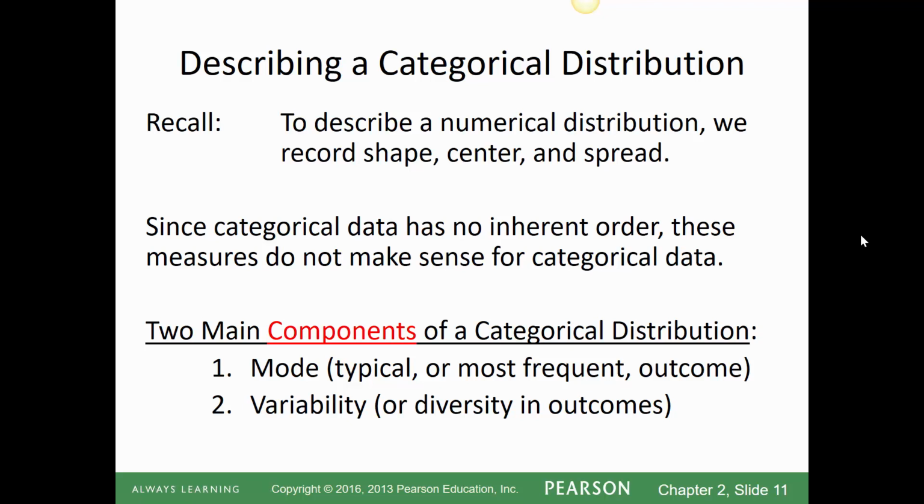So when you're describing a categorical distribution, one thing we want to recall is previously we looked at describing a numerical distribution, and in order to do so, the three things of focus were to record the shape, the center, and the spread. But if we think about these three things a little bit, what they are dependent on is that there has to be some type of order in our variables.